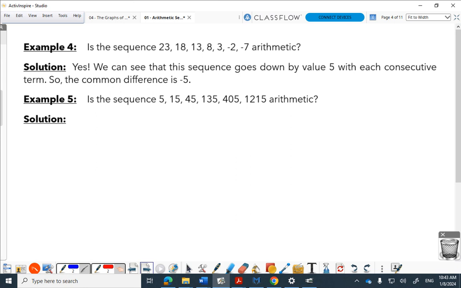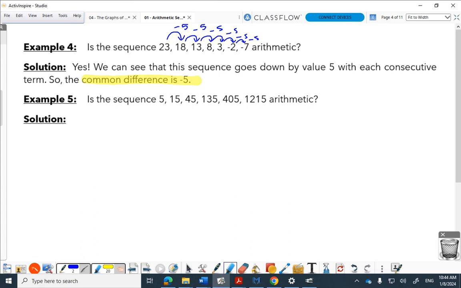So let me write that on there. If you're having any trouble with the idea here, this goes down 5. Then it goes down 5. And it goes down 5. Down 5. And it keeps doing that each time. And when it does that, we call it arithmetic. This time it happens to be going down by 5. So the common difference is negative 5.